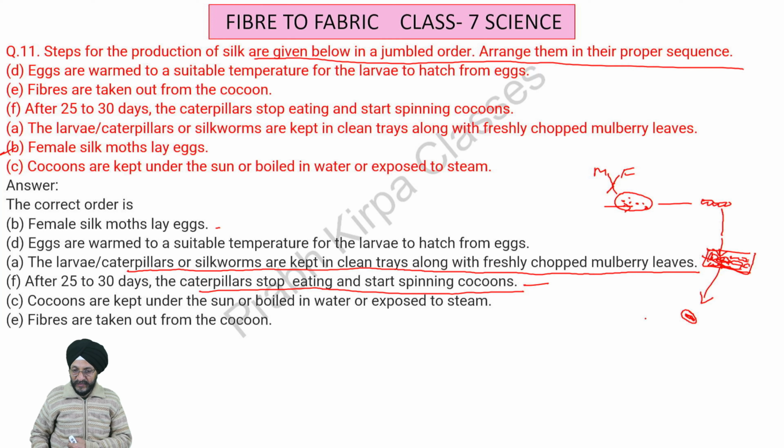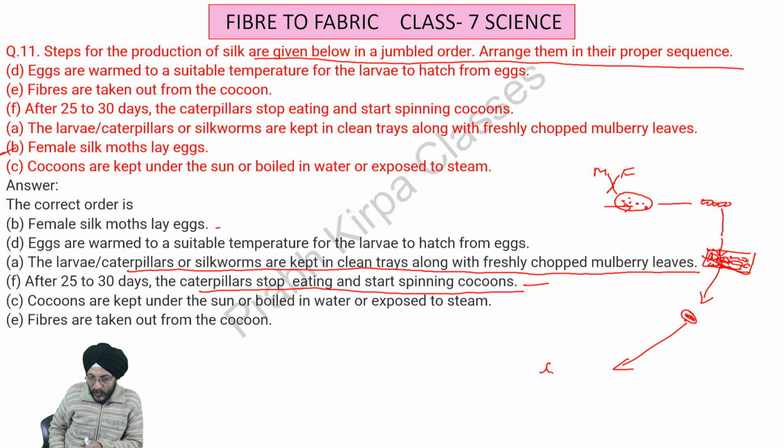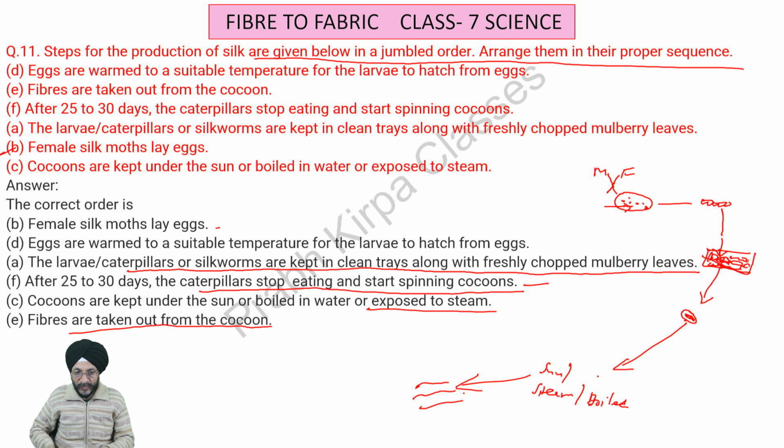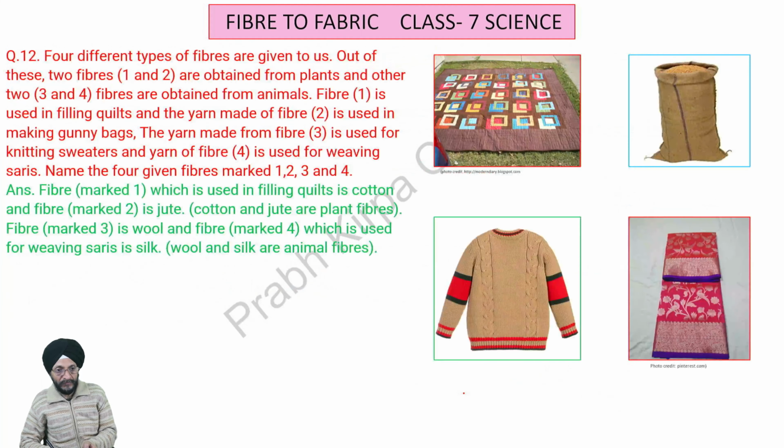When the cocoons become proper, they are kept in the sun, or kept in steam, or boiled in water to get silk fiber from them. Then the fiber is taken out from them. Here it is boiled, and these are the fibers which we are obtaining from the cocoon.